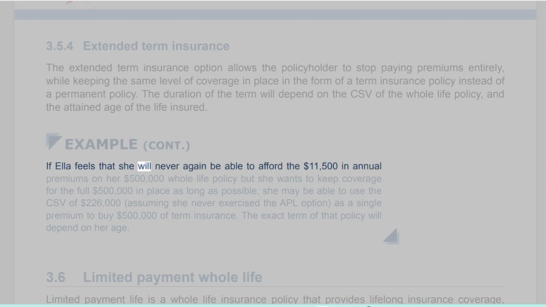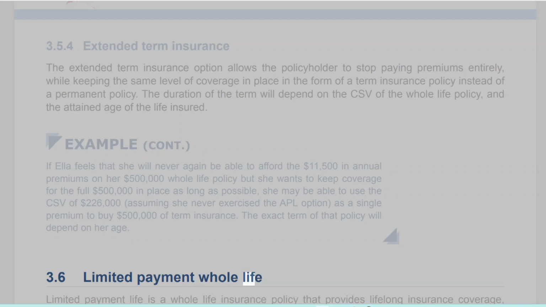If Ella feels that she will never again be able to afford the $11,500 in annual premiums on her $500,000 whole life policy but she wants to keep coverage for the full $500,000 in place as long as possible, she may be able to use the CSV of $226,000, assuming she never exercised the APL option, as a single premium to buy $500,000 of term insurance. The exact term of that policy will depend on her age.